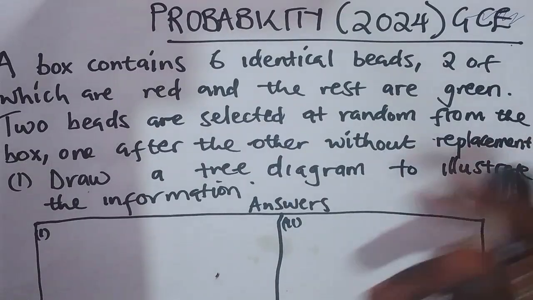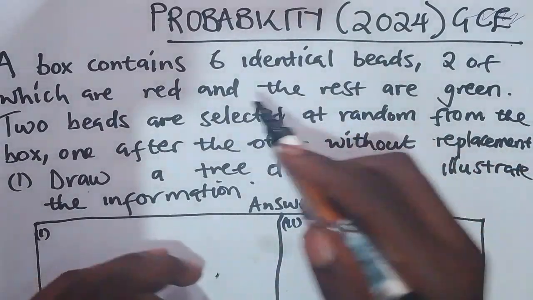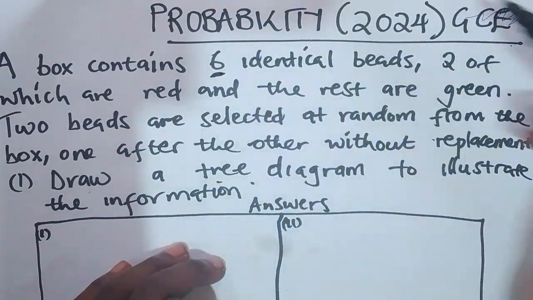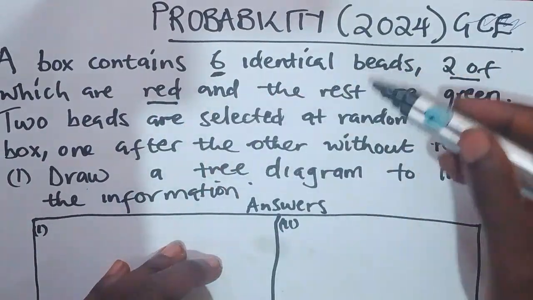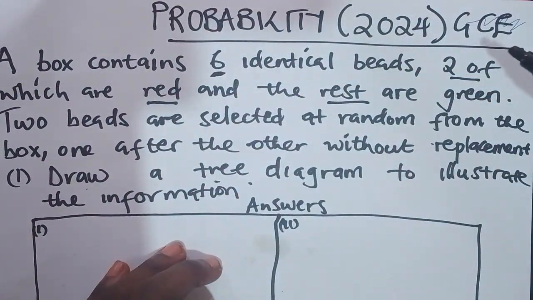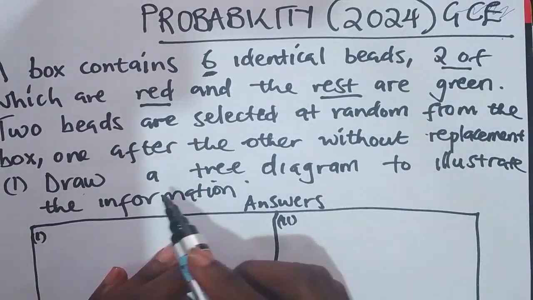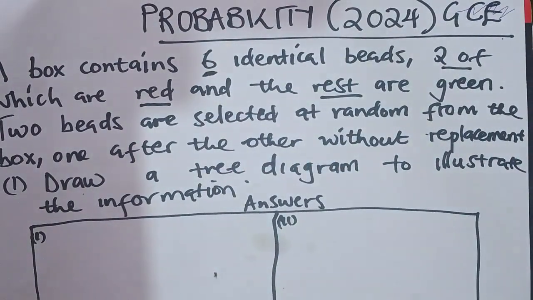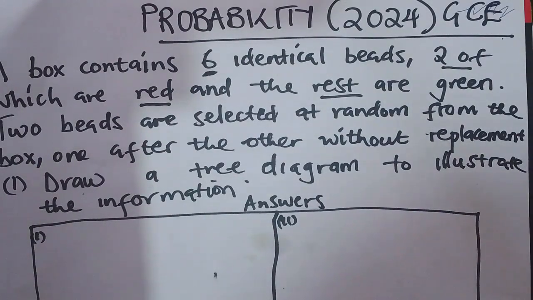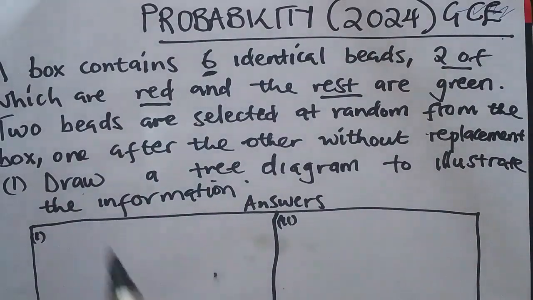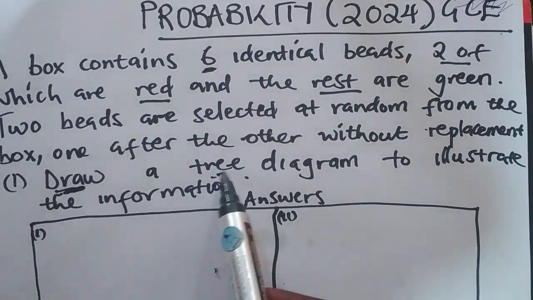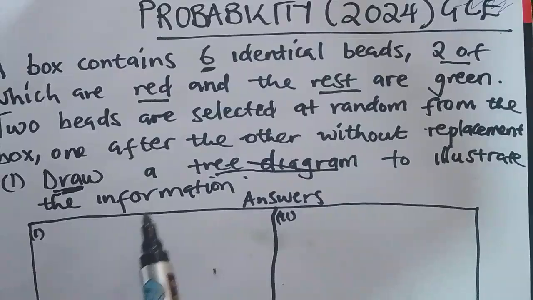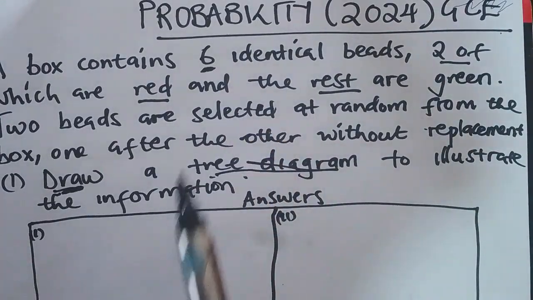So the question is saying a box contains 6 identical beads, 2 of them are red and the rest are green. Then 2 beads are selected at random from the box, one after the other without replacement. The question is asking us to draw a tree diagram and illustrate the information.